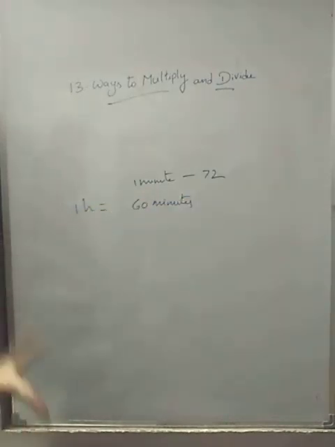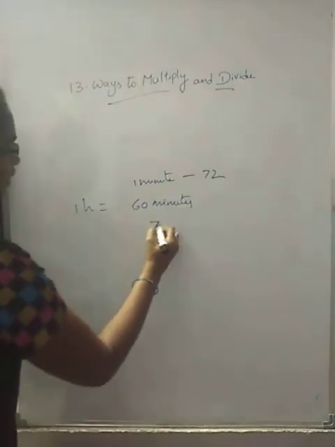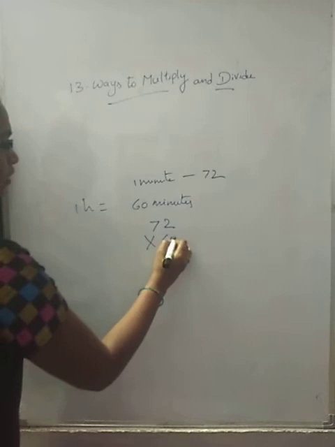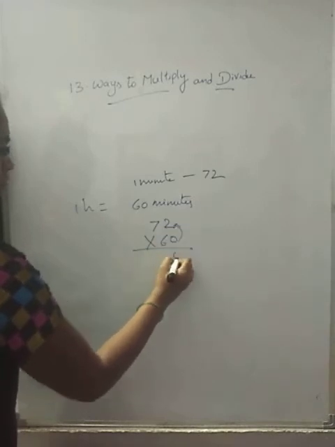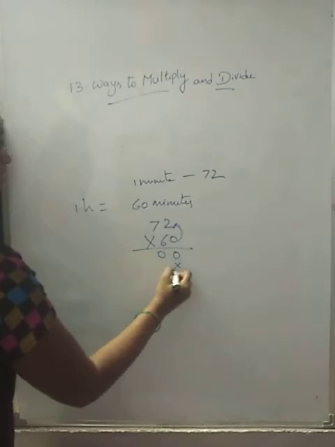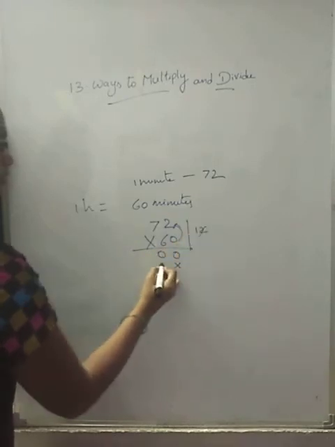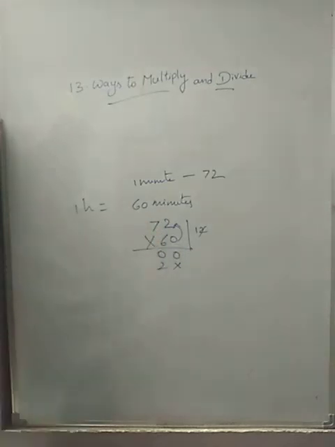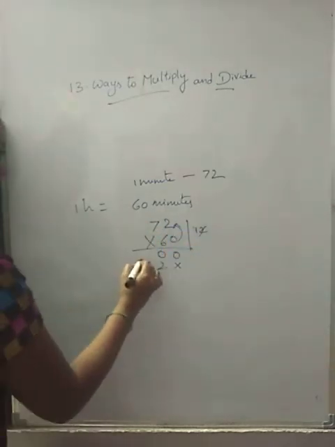So 1 minute 72 times. For 60 minutes how many times? We should multiply 72 into 60. 0 2s are 0, 0 7s are 0. 6 2s are 12. 6 7s are 42, 42 plus 1, 43.